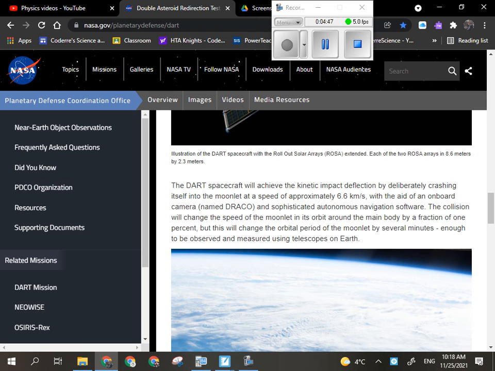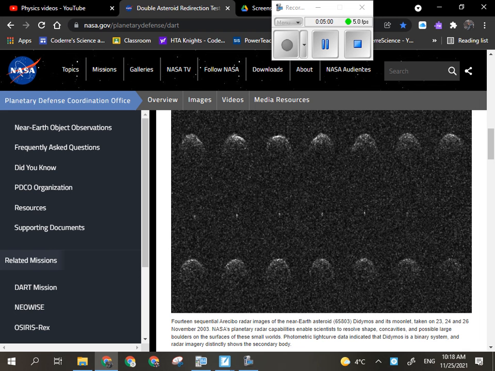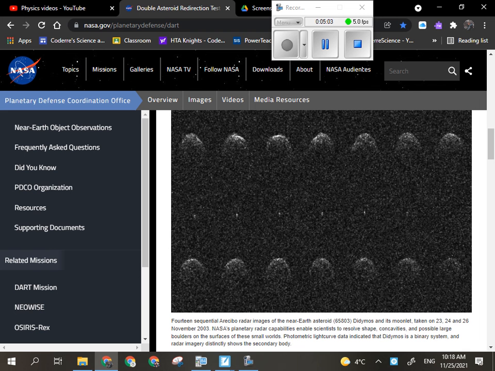It'll change the orbital period of the moonlet by several minutes, which is enough to be observed from Earth. So the impact won't actually occur until it's in range of Earth and we can actually view it effectively with Earth-based telescopes. Right now, that's what we see when we look at it.